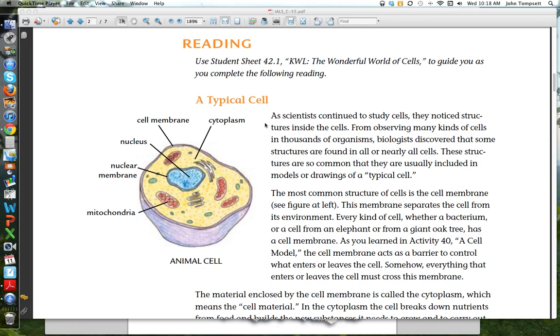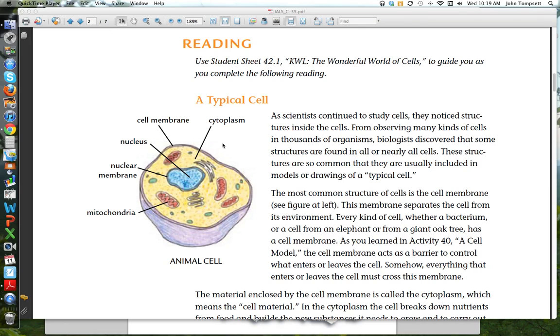So, a typical cell. As scientists continue to study cells, they notice structures inside the cells. From observing many kinds of cells in thousands of organisms, biologists discovered that some structures are found in all or nearly all cells. These structures are so common that they are usually included in models or drawings of a typical cell. The most common structure of cells is the cell membrane. And again, you can see all those things over here on the left-hand side. This membrane separates the cell from its environment.